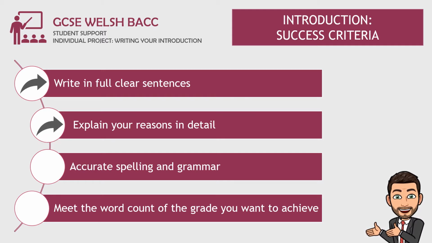The second one is focusing on explaining your reasons in detail. Now, when we're talking about reasons, it's the reasons why you've picked the title that you are going to focus on, which I'll explain in this video later on. The third aspect is accurate spelling and grammar. It goes hand in hand with writing in full clear sentences, but also you've got to make sure that the proofreading of all of your work in the individual project is accurate regarding spelling and grammar. And the final aspect of success criteria would be to meet the word count for the grade that you are targeting, that you want to achieve, which I'll explain now on the next slide.